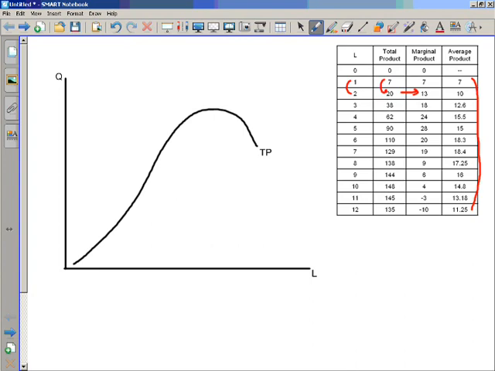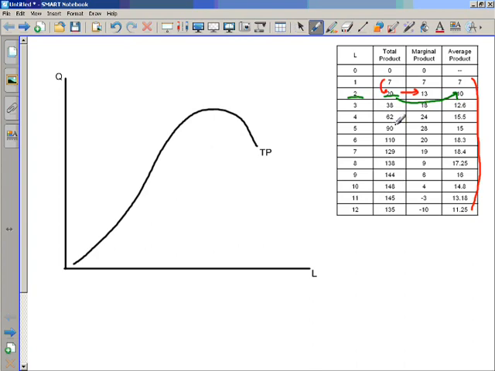But now when we talk about average, we're saying, well, what does the typical worker produce? Well, we have 2 workers, and together they have produced 20 units. So on average, the typical worker is producing 10 units. Let's take a look at these on the graph.